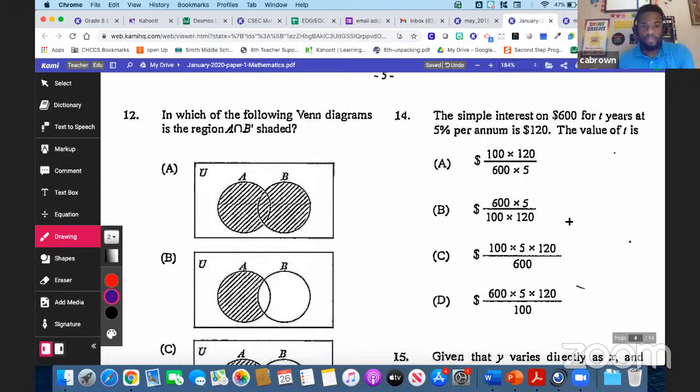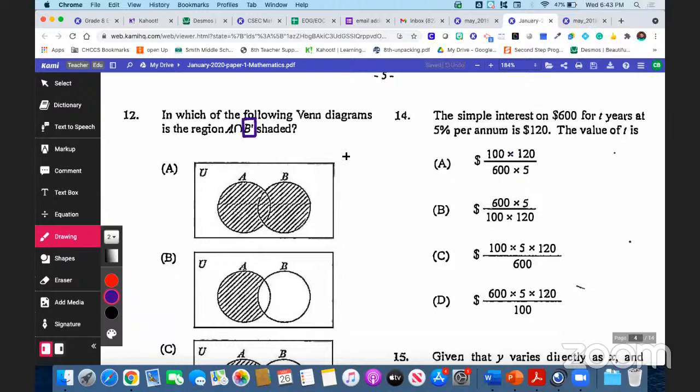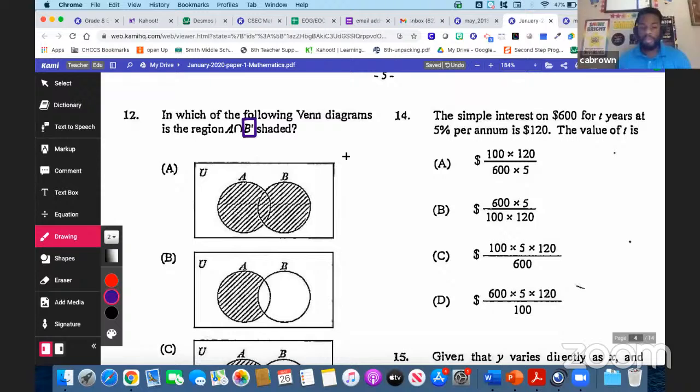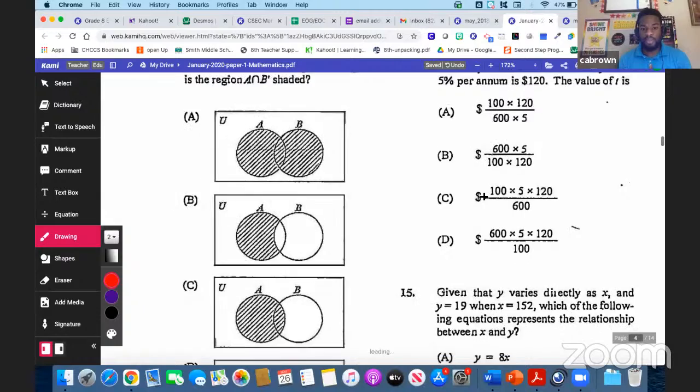Number 12. In which of the following Venn diagrams is the region A intersect B complement shaded? This is the part you must pay attention to. B complement means everything outside of B. The intersection means that A and B will intersect, but the part of B will not be shaded. Which set is showing that information?